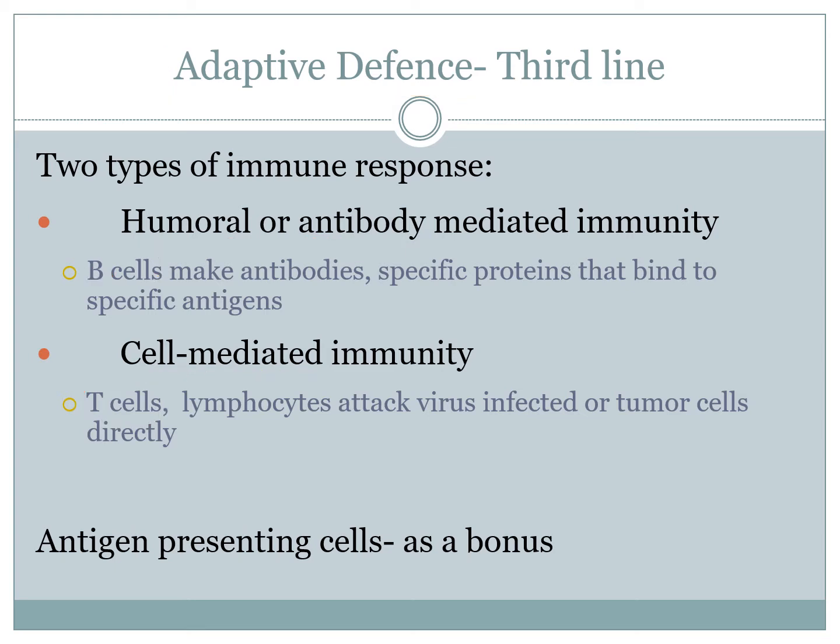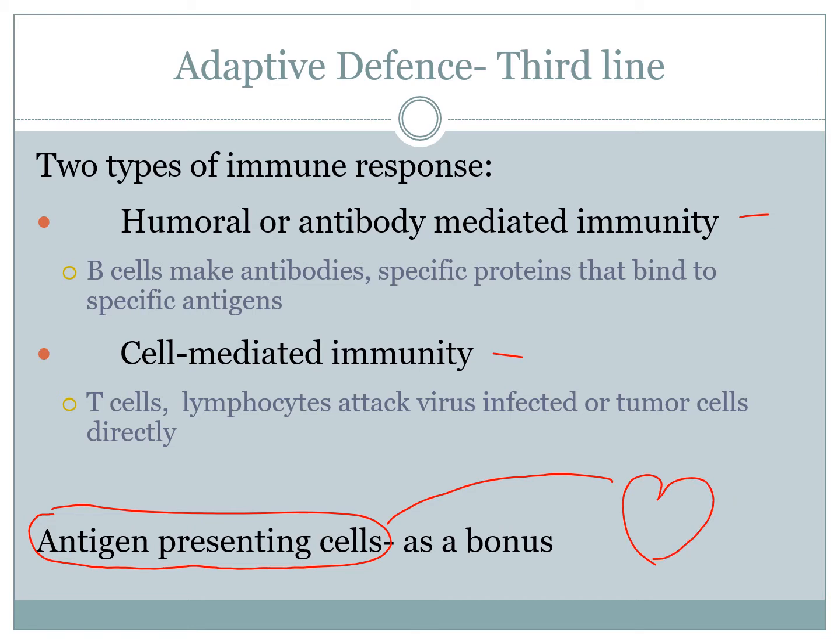Now, in order for either of these two types of immunity to happen, they start pretty much the same way, or they have to have some involvement with a cell known as the antigen-presenting cell. So as an added bonus, I'm going to include information about the antigen-presenting cell, so that we'll be able to draw links with the innate immune system and realize that these two immune systems work hand in hand together.